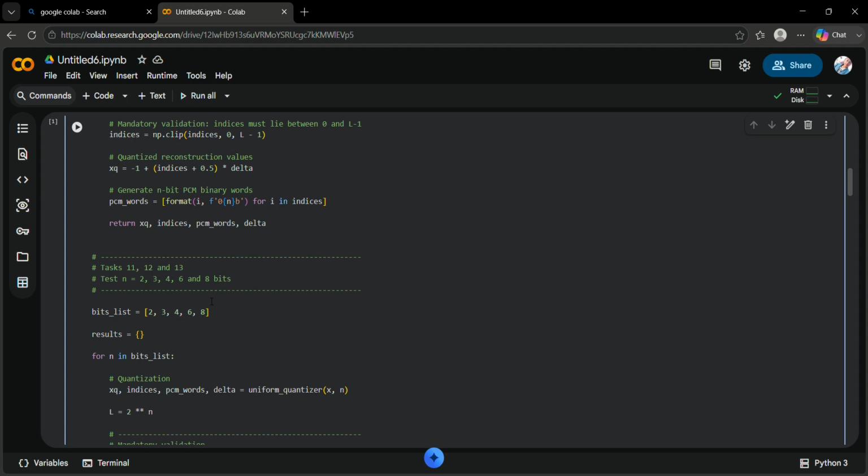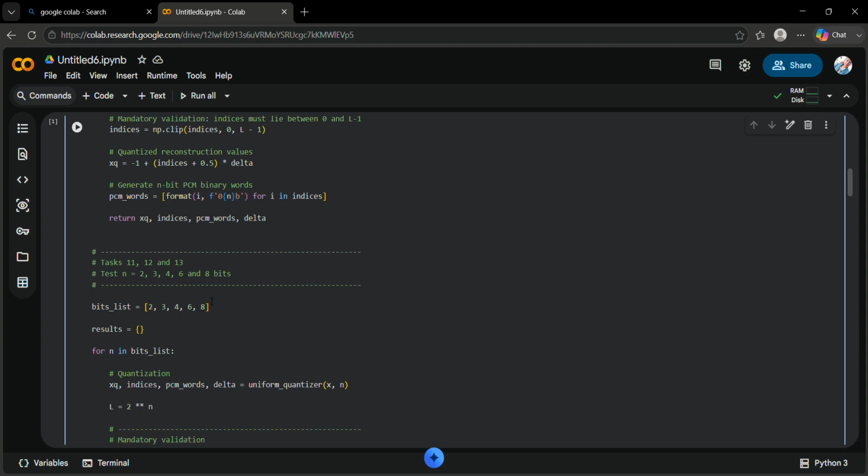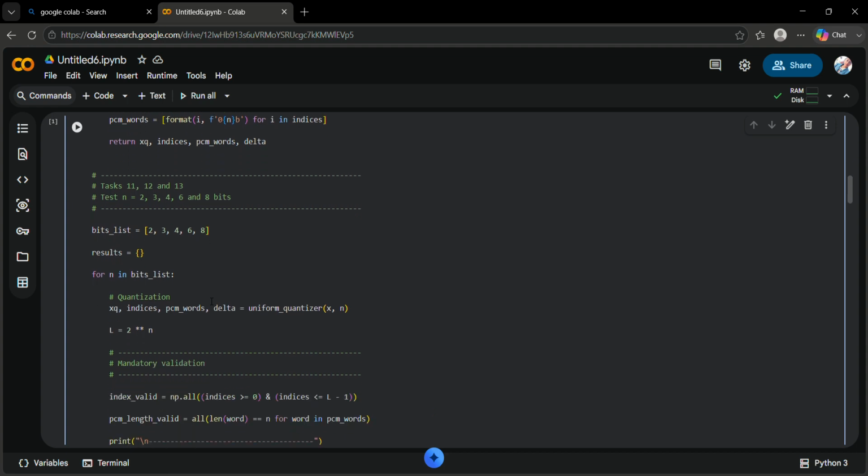After obtaining the quantizer index, I converted each index into its corresponding binary PCM word. The PCM word contains exactly n bits. For example, when n equals 3, the PCM word contains 3 binary digits. I have also included a validation to make sure that the PCM word length is equal to the number of bits.